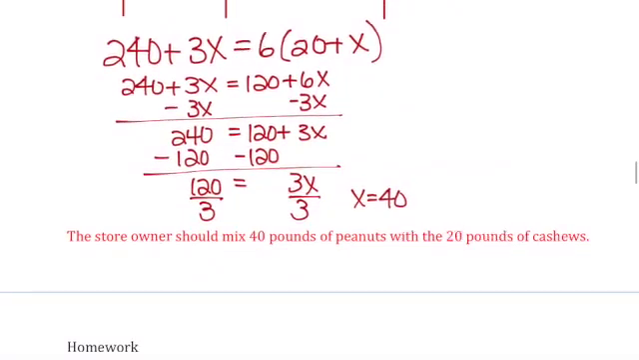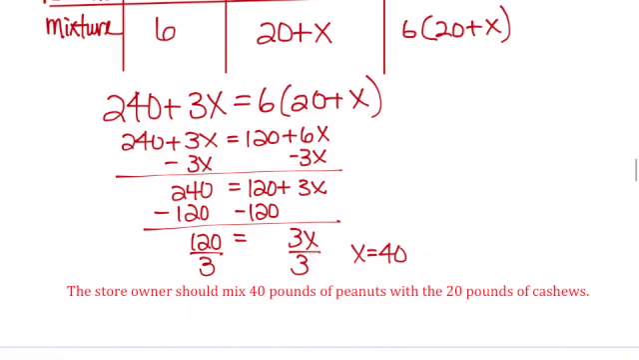Okay, so here's the thing. The store owner should mix 40 pounds of peanuts with the 20 pounds of cashews.